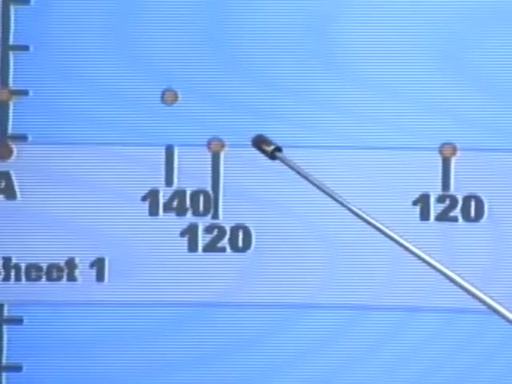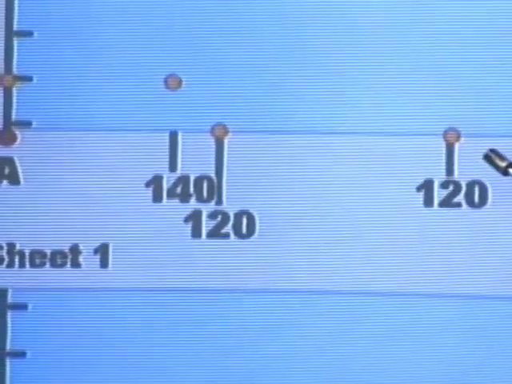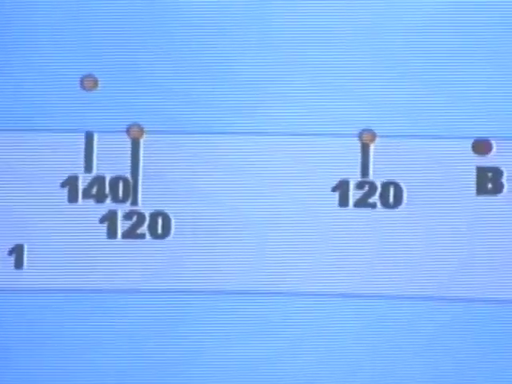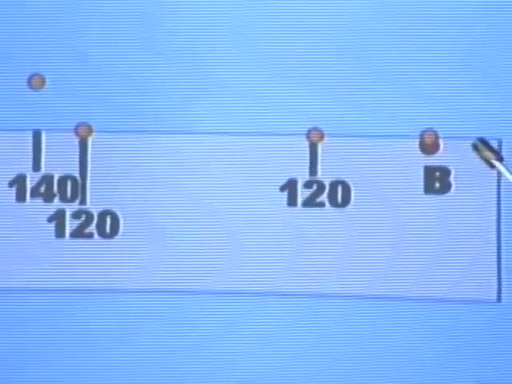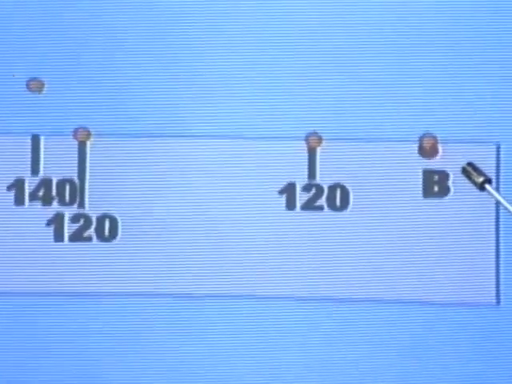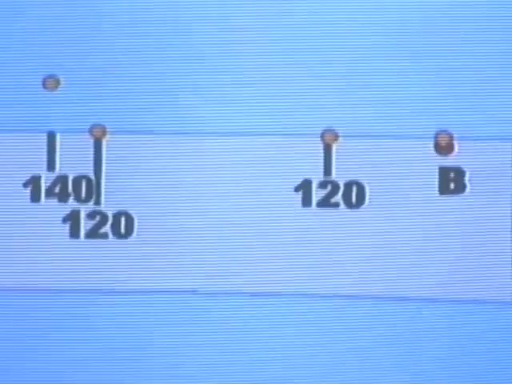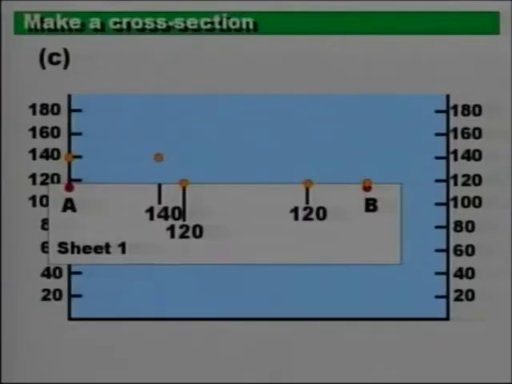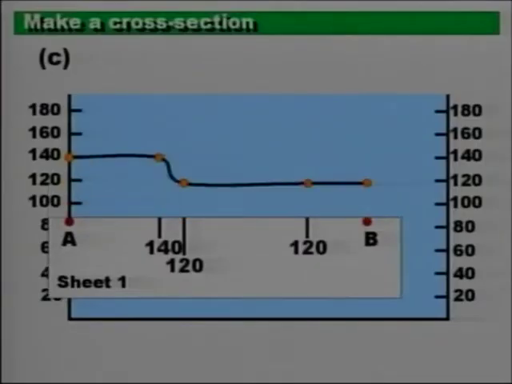Then you have a long distance before you come to 120 again. And finally, you will come to B, which is also at 120. Once you've done that, you connect the dots. This is what your feature should look like. You check. We start from here, and then a drop right to point B.